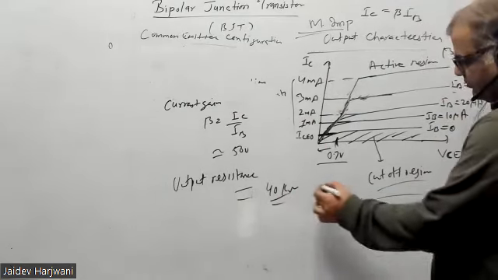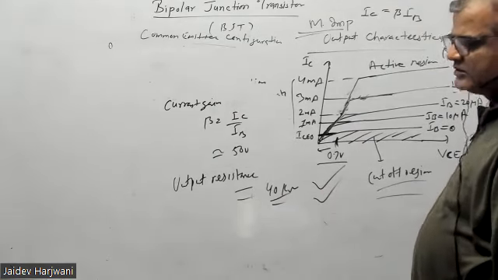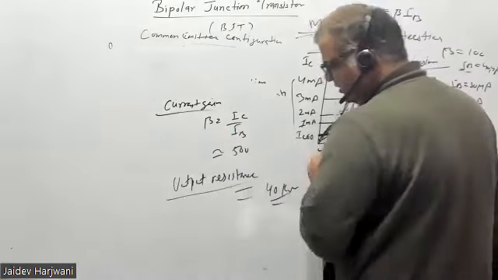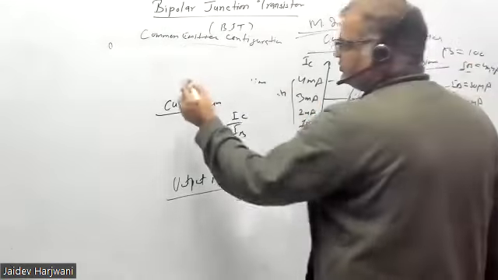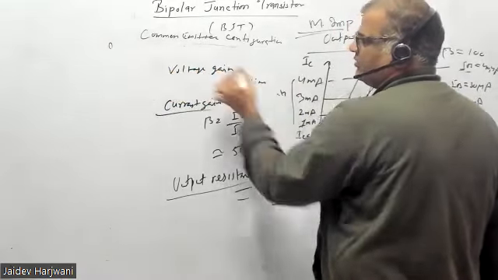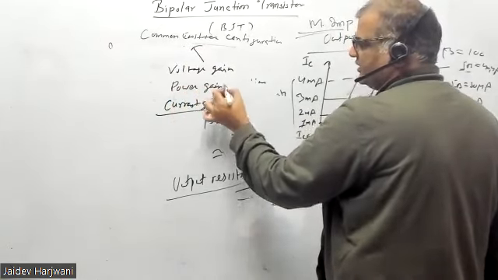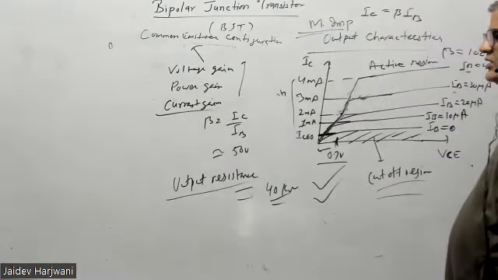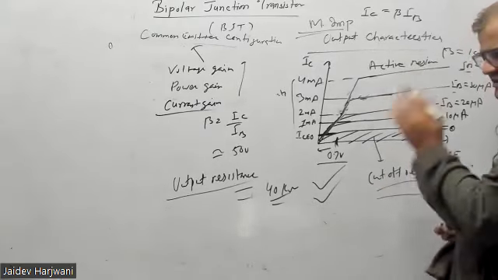But this is the most used biasing, because here you are getting current gain, and you are getting high resistance. That means the voltage gain is very high in the common emitter configuration. Power gain is very high. We'll discuss this later. Power gain is also high, voltage gain is also very high in this common emitter configuration. That's why this is the most preferred configuration, and all the problems will use this one.